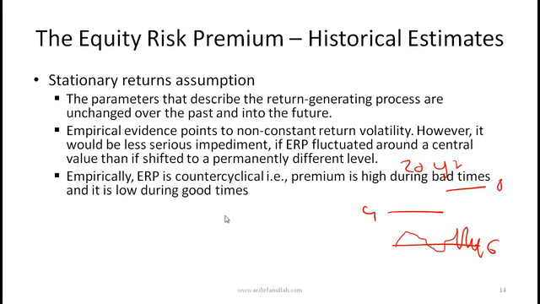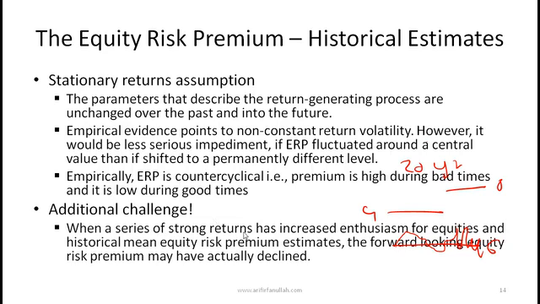Okay. Another issue is that empirically the equity risk premium is counter-cyclical, which means that the premium is high during bad times. Why is the premium high during bad times? Because stock prices are low, so the expected returns are high. That means the premium is high. And during good times, the stock price is high, so the expected returns are low. So there is some counter-cyclical nature.